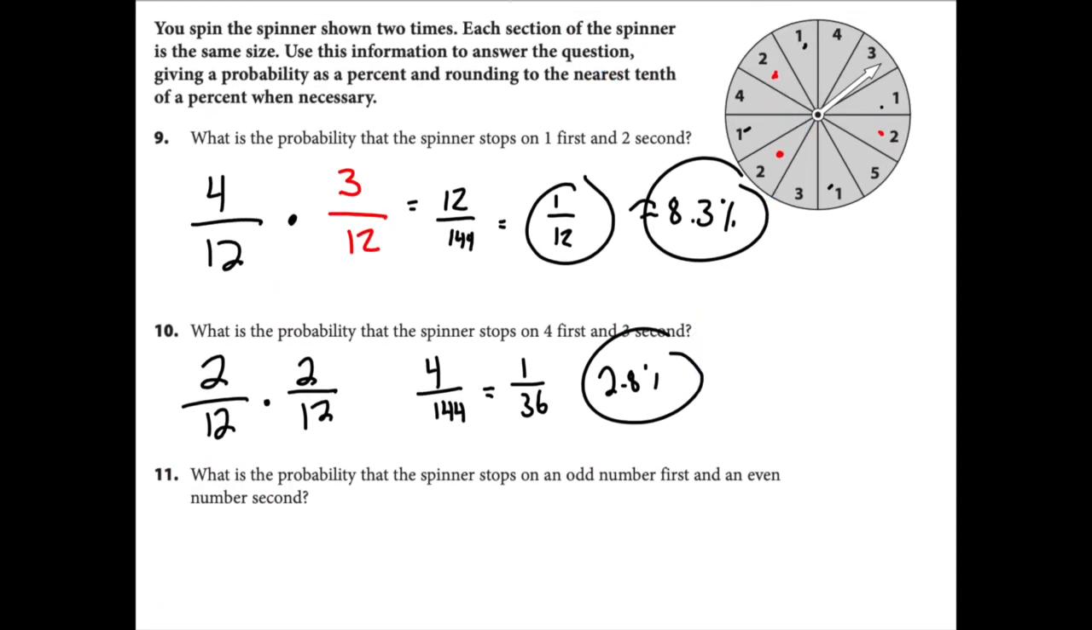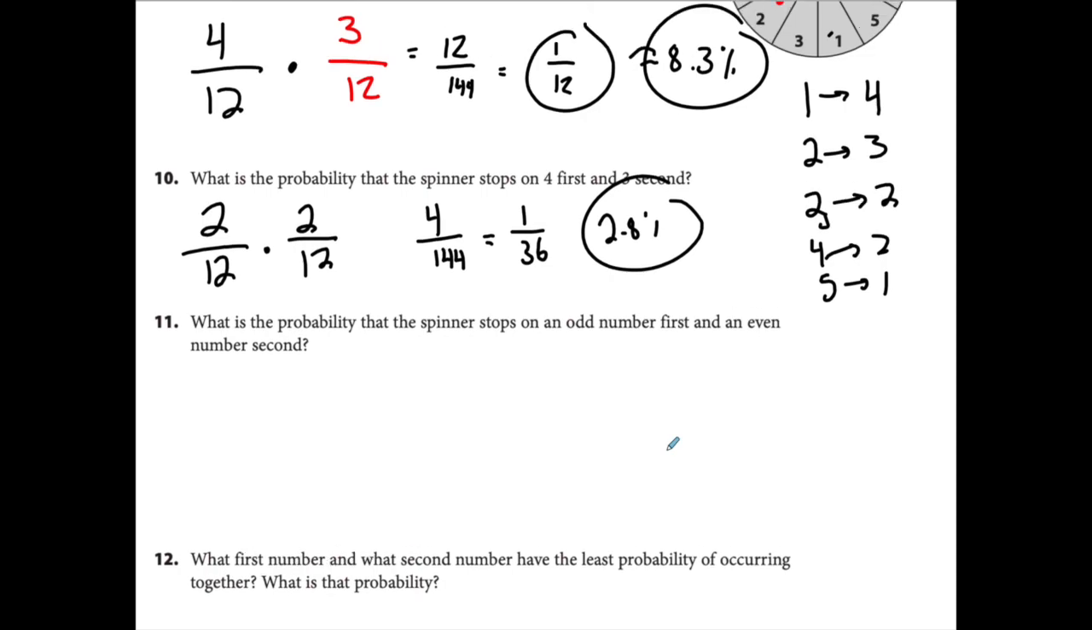What's the probability that the spinner stops on an odd number first and then an even number second? Well, what are the odds? What are the odd numbers? So let's just do a quick tabulation. How many 1s do we have? We have 4 1s. We have 3 2s. We have 2 3s. And we have 2 4s. 4, 7, 8, 9. I think I may have missed one. Oh, but nope, because we do have a 5 as well. So 4, 7, 8, 9, 10, 11, 12.